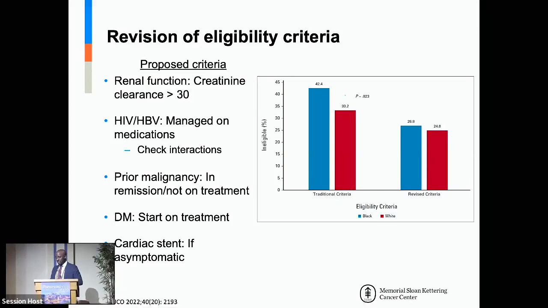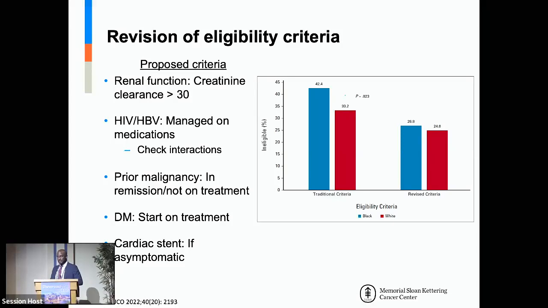Some of these criteria listed here: for renal function, rather than using creatinine, use creatinine clearance of greater than 30. For patients that have HIV and hepatitis B, if they're being managed on medications, that should not make them excluded from the trials. Definitely, as we do with other drugs, we check interactions. Just last week, I had a patient that was on fluoxetine, which interacted with one of the trials. I wanted to get her on, and we just simply changed the medication. So this can happen with patients who are on HIV and hepatitis B medications.